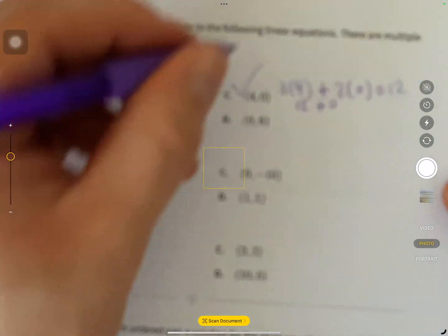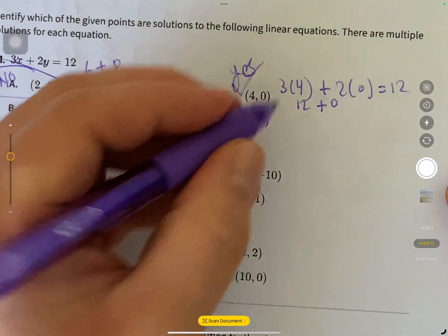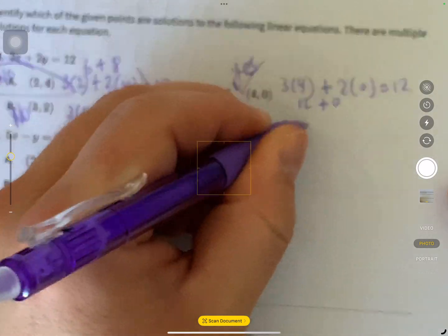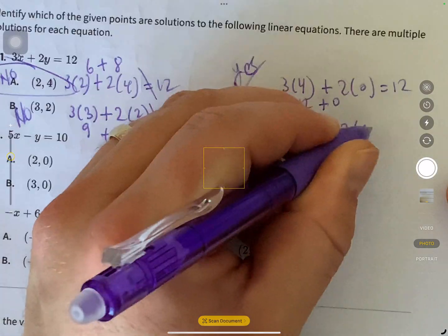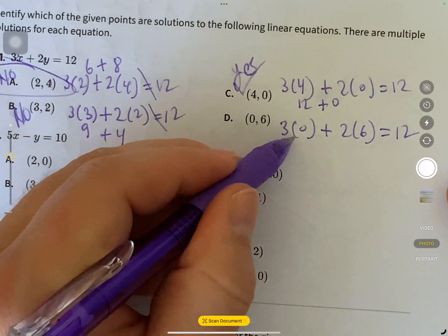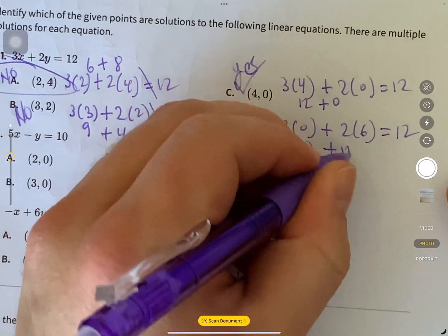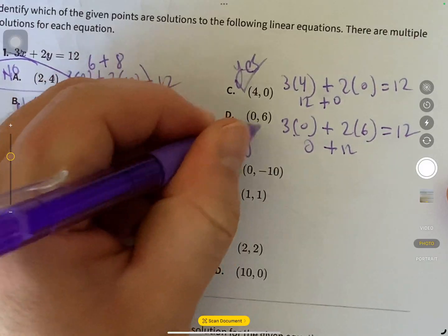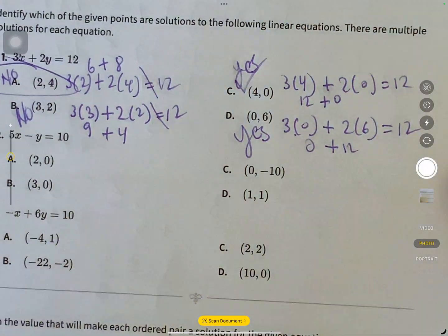Boom, boom, boom. That's a yes. All right, next. 3 times 0 plus 2 times 6 equals 12. 3 times 0 is 0. 2 times 6 is 12. 0 plus 12 is 12. Yes. Yes, ma'am.